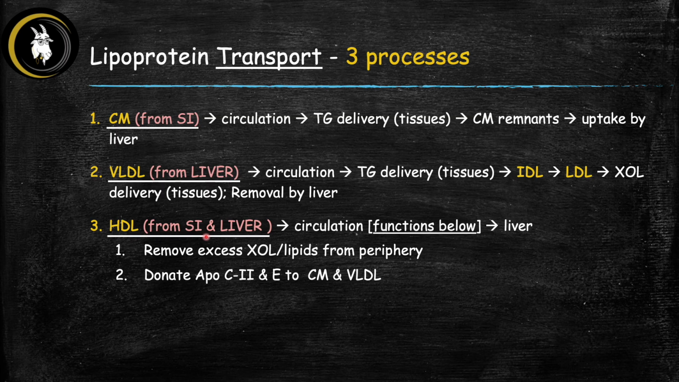And then finally, the last transport is HDL, or high density lipoprotein. Remember, these are secreted by the liver and small intestines. And so they go into the circulation and they have the opposite function. So their main goal is to remove excess cholesterol and other lipids from the periphery, and then also help out the chylomicrons and VLDLs by donating them those 2 key apoproteins. And so these are the 3 key processes. And now let's look at each of them in more detail.